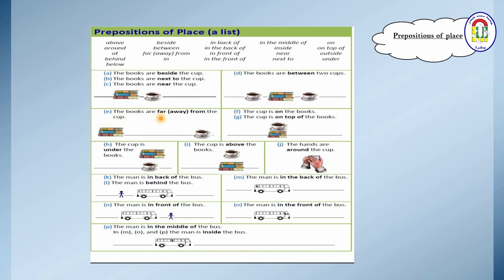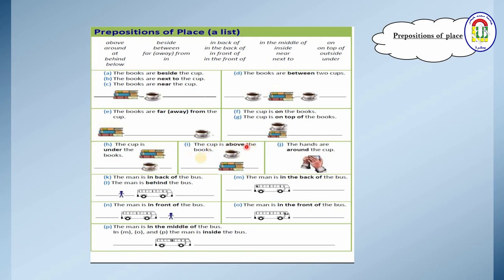Here the books are far away from the cup. Look at the distance between the books and the cup. The cup is on the books, or on top of the books. So the books are under and the cup is above. Here what do we have? The cup is under the books. Okay? Under. So we are talking about only the cup. And the books are on the cup.